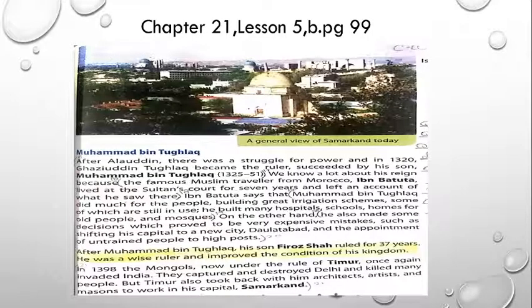Here I have displayed book page number 99. Our today's topic was Muhammad bin Tughlaq. Under this topic, we also studied about Firoz Shah, who was son of Muhammad bin Tughlaq, and then we studied about Timur of Timur's dynasty. Here you can see I have highlighted some lines. You also have to highlight them because they will help you in preparing for your objective. Here is a picture that says a general view of Samarkand today, and Samarkand was the capital city of Timur's dynasty.